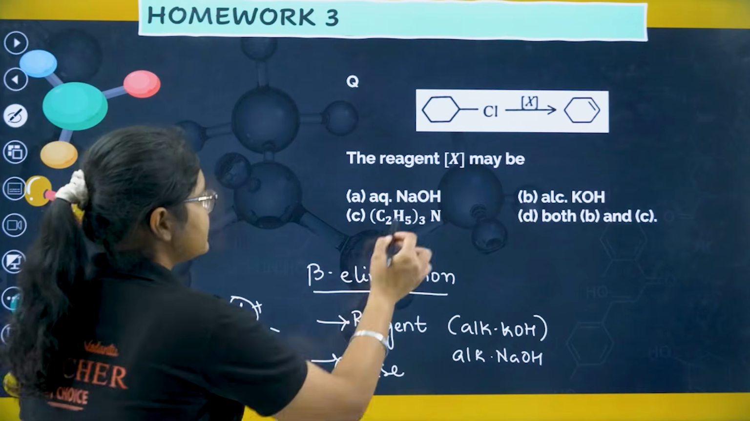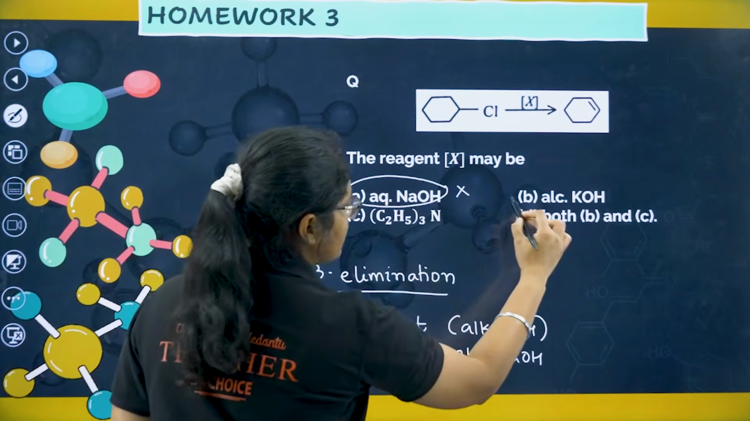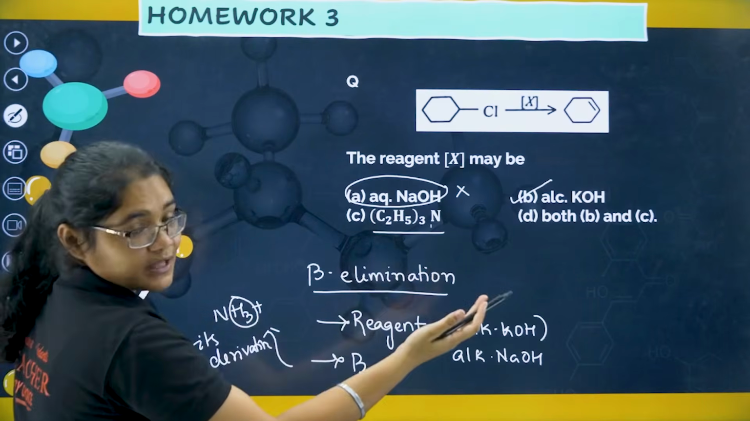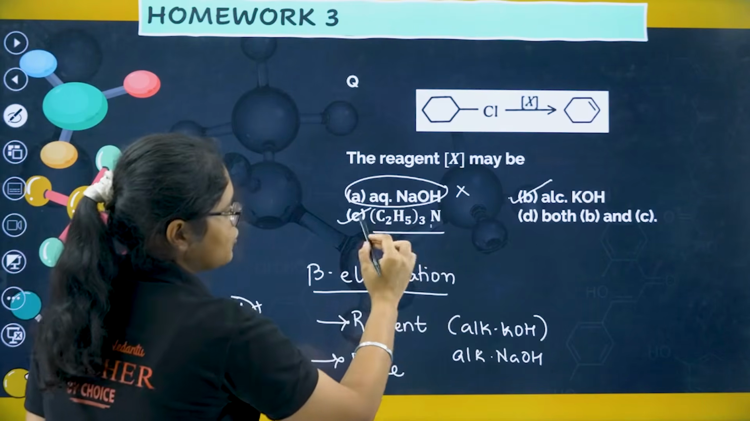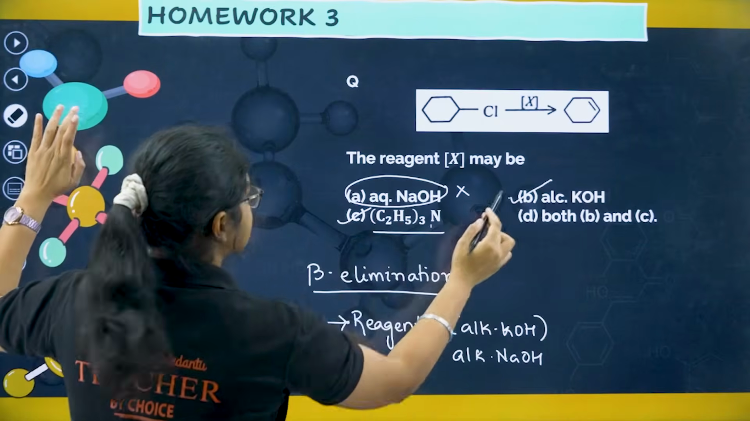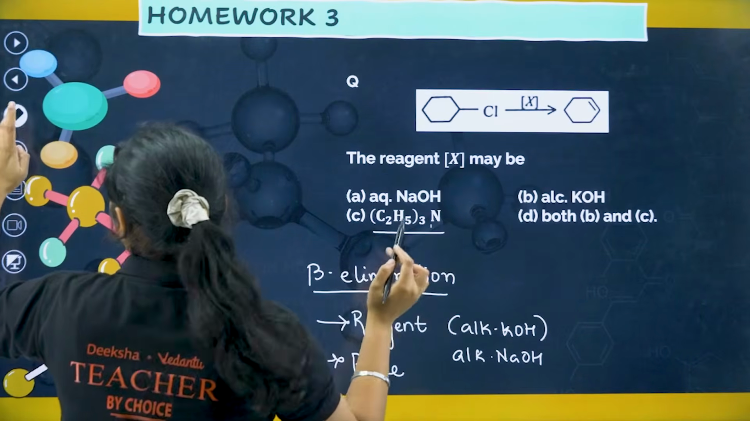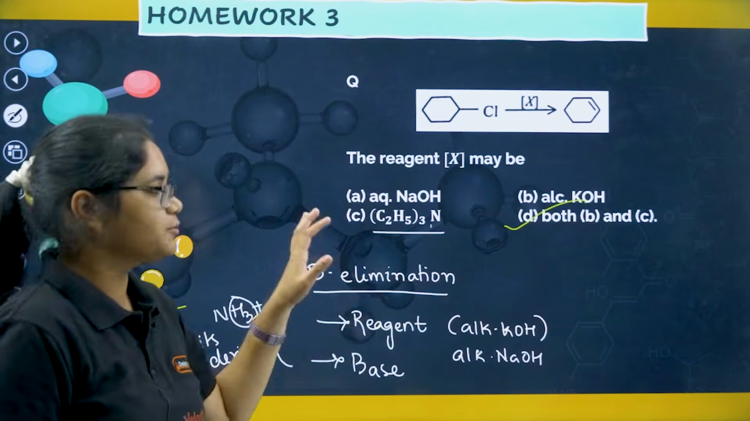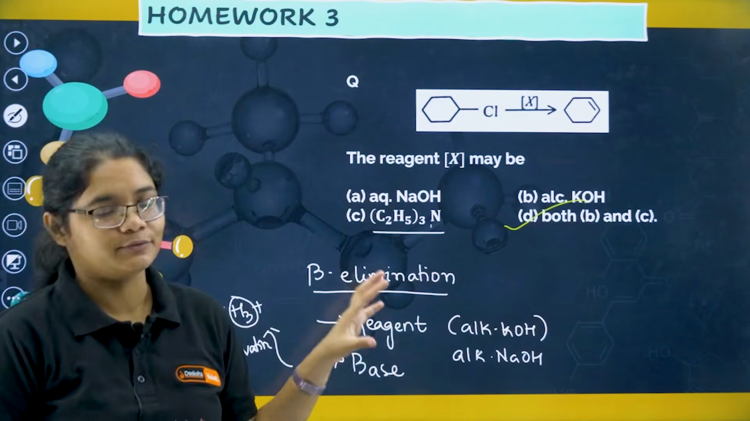Clear? So aqueous NaOH, no. Alcoholic KOH, yes. So here you can see ammonia, this H is replaced with R group, so this is also there. So both B and C. So the correct answer will be what? We will have option number D here. Okay, clear? So option number D is the correct answer for this question.